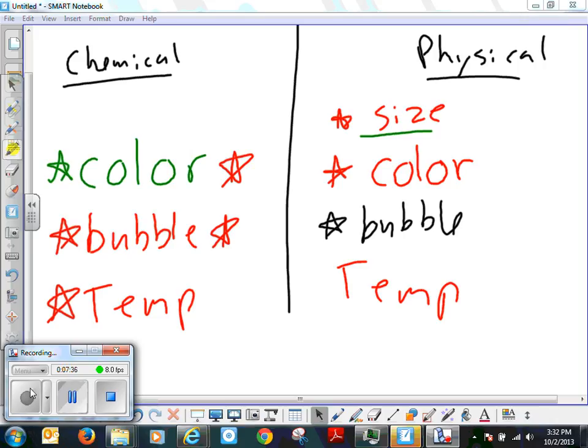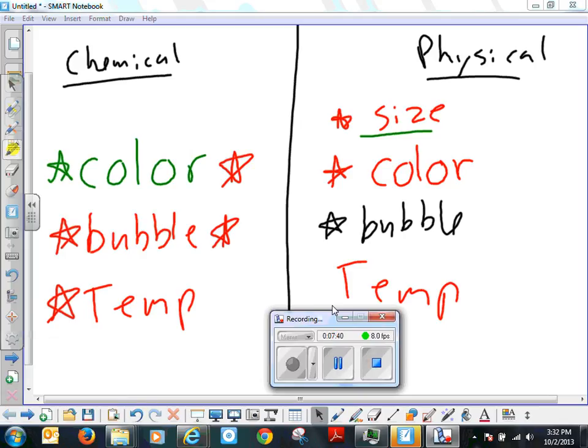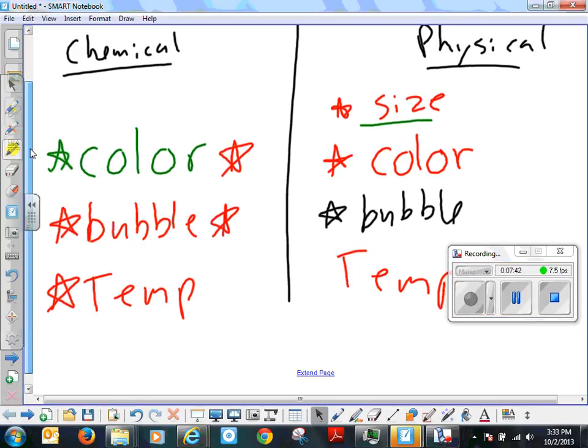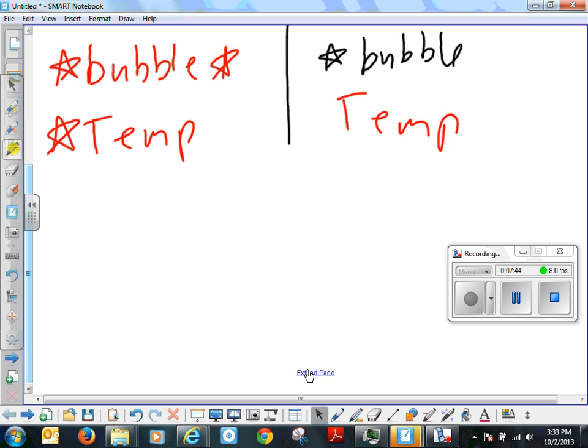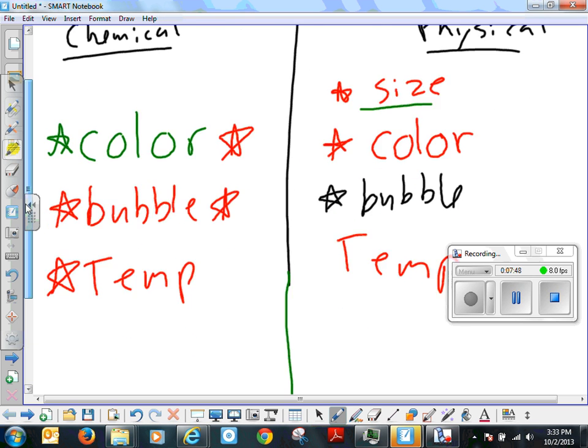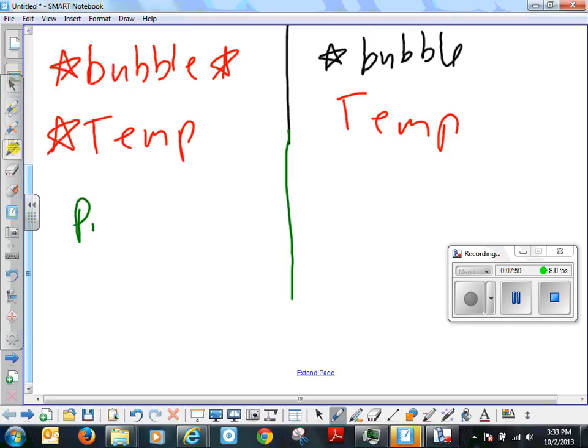Okay, and I guess one last change that I didn't talk about here, which is something you will see in lab today, is what we call, and this is going to be on the chemical side, a precipitate. Well, that's what it is called. And PPT is the abbreviation for that.